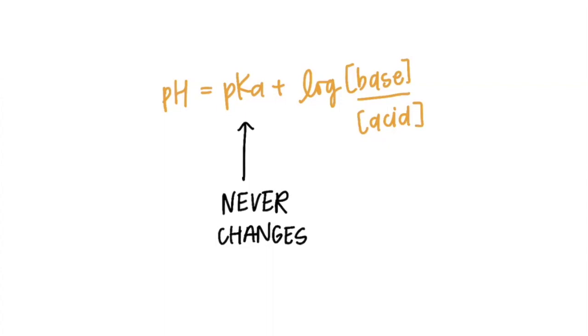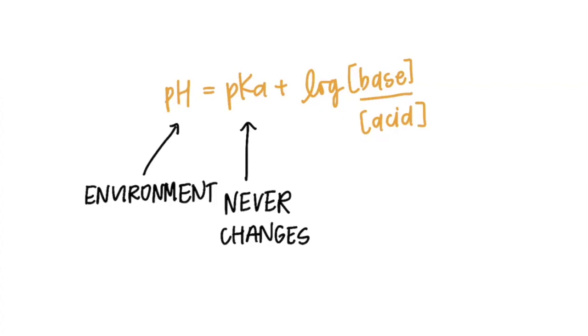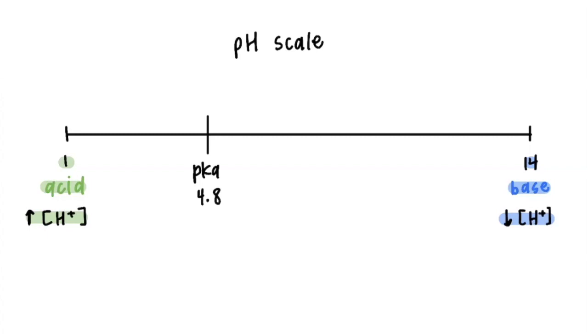What does change is the pH or the environment. So I'm going to show you a quick way of how to tell if it's in the base or acid form, which will help you out with your calculations later on. Let's say I have an amino acid and its pKa is 4.8. The pKa kind of acts like the center of a seesaw. So whatever is to the left of it is going to be in that acid form.